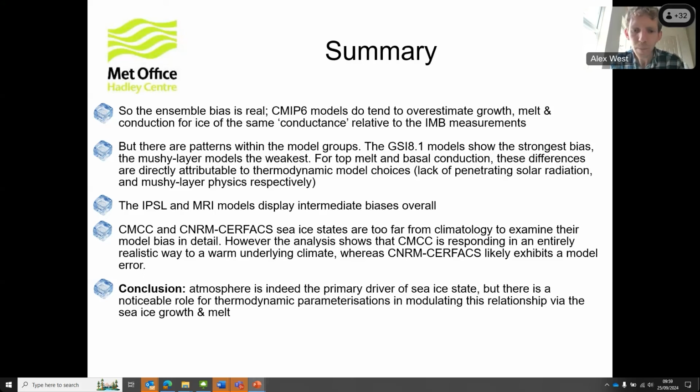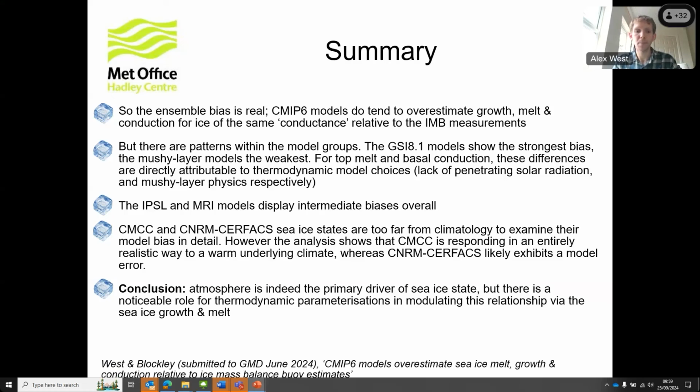And we can conclude that although the atmosphere may be the primary driver of sea ice state, there is a role for the underlying ice thermodynamics to modulate this. And we've got a paper in GMD Discussions about this at the moment, which you can see down there, and I'll leave the title up there for a minute.